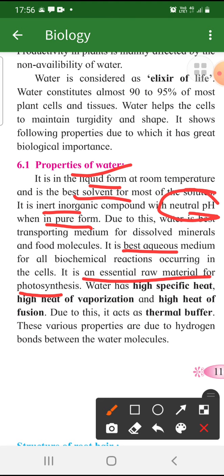Now, very important point, water का specific heat बहुत high है. Then vaporization is also high. The high heat of vaporization and high heat of fusion, with one important, it's a thermal buffer. Many plants, that means industrial area, they use water as a coolant. So it's a thermal buffer also.